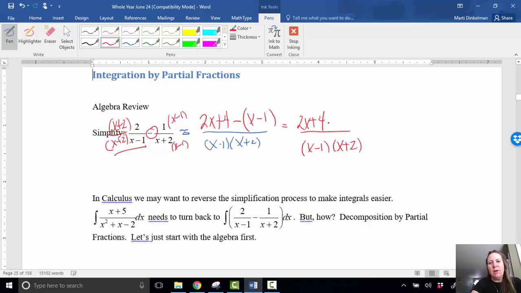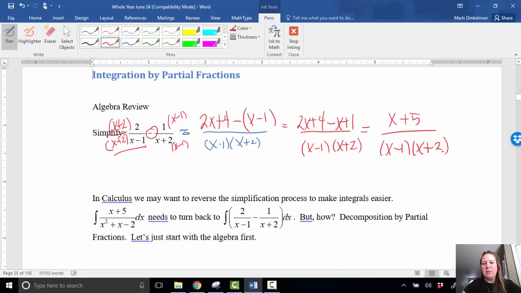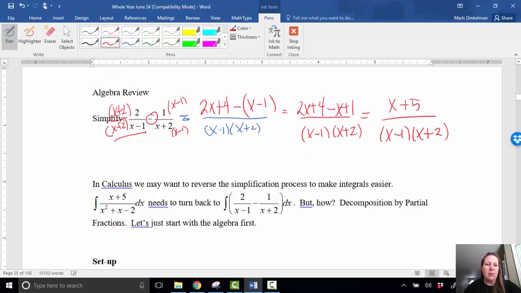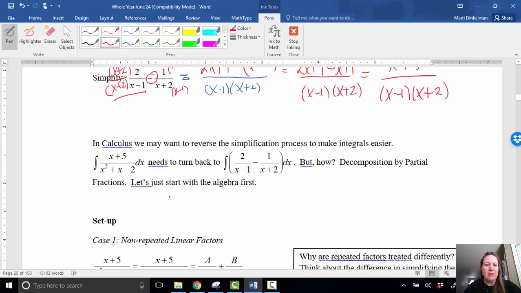Okay, so I'm going to just do a couple more steps. So 2x plus 4 minus x plus 1. And so it looks like we're going to get an x plus 5 in the numerator. And then depending on your book, you might have had to multiply that out, but I'm just going to leave it. So now in calculus, what we want to do is reverse that process. So if you look here, hopefully that's the same as what we have there. Again, it's multiplied out just like it probably would be in the back of a textbook for the answer.